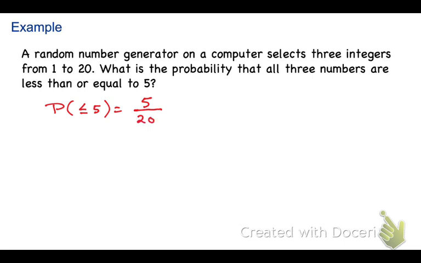Okay, so that's one time. How many times am I doing this? 3. That's once. So I got to do it again, don't I? Yep. So then it's 5 over 20, and then it's, what again? 5 over 20. So 1/4 times 1/4 times 1/4. And 4 cubed is 64.